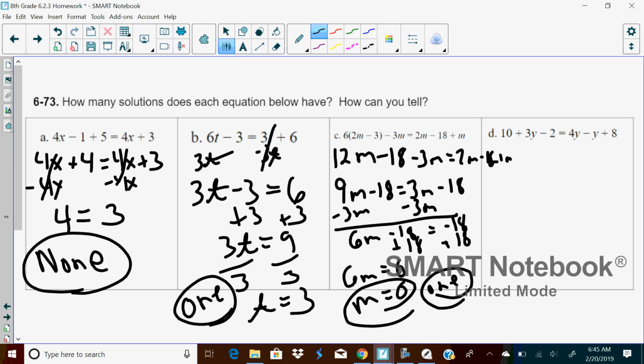And then for D, I got 10 plus 3y minus 2, 4y minus 8 plus 8. So I did 10 minus 2 first, so I got 3y plus 8 equals 4y minus y is 3y plus 8. At this point, they're both exactly the same, so I know it's infinite.